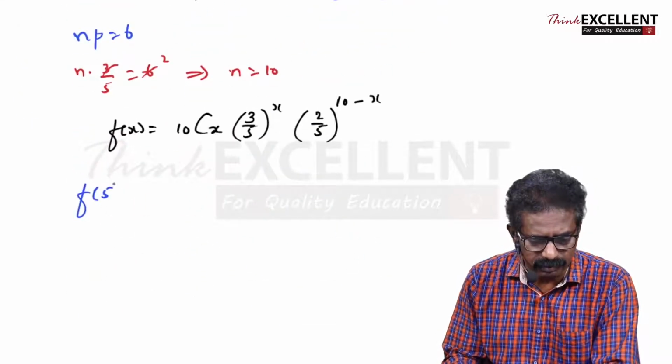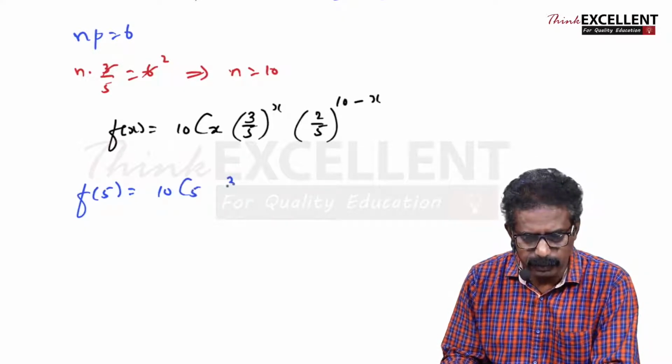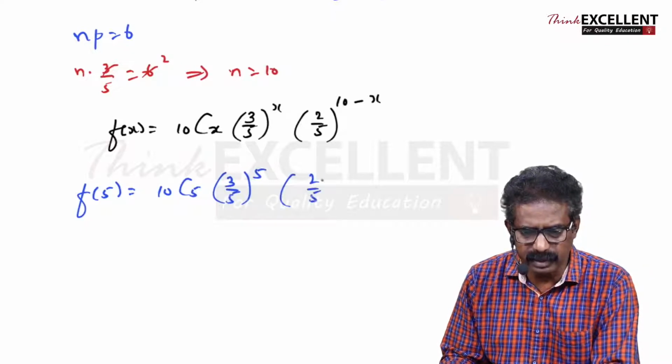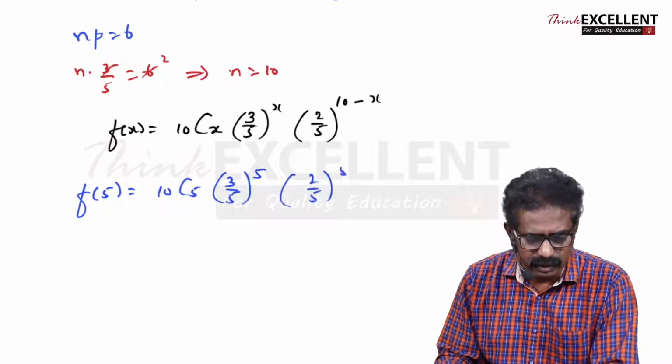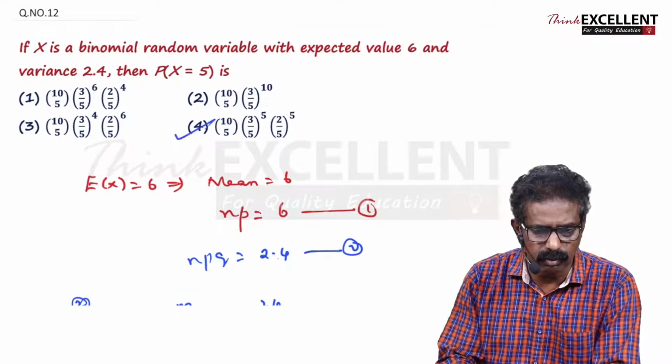So P of x equal to 5. That means you have to find f of 5. For x you put 5: 10C5, 3 by 5 raised to 5 into 2 by 5 raised to 10 minus 5, that is also 5, and that is option number 4.